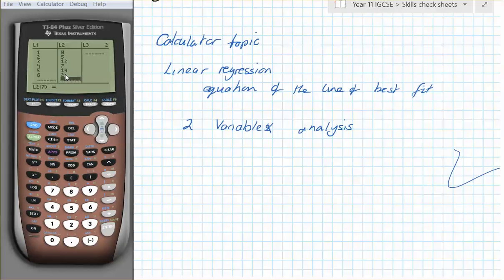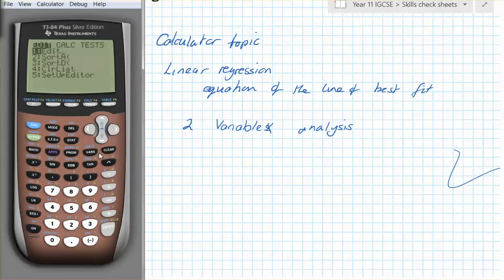Do you remember? Stat. Diana does. Stat. And then go across the calculator. And then it's like 4. Number 4, linear regression. Okay. So we go to linear regression, press enter, X list, Y list, and just calculate.